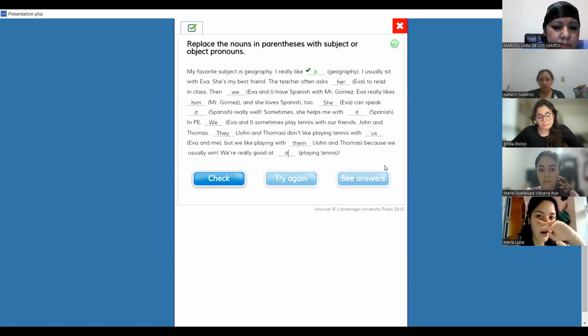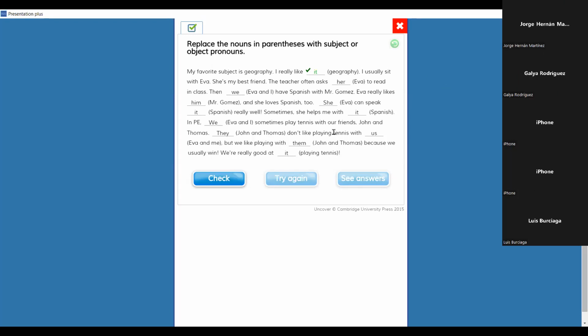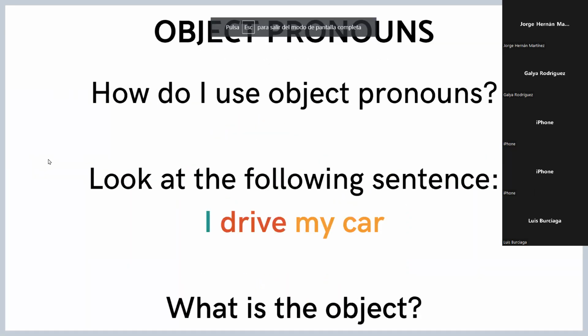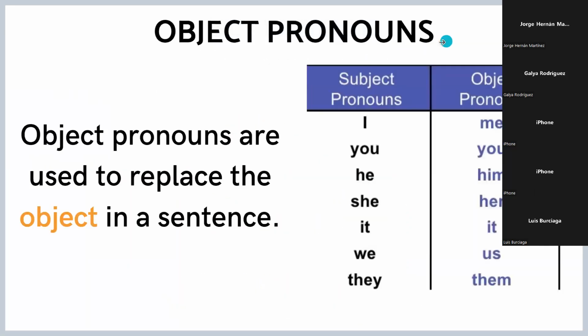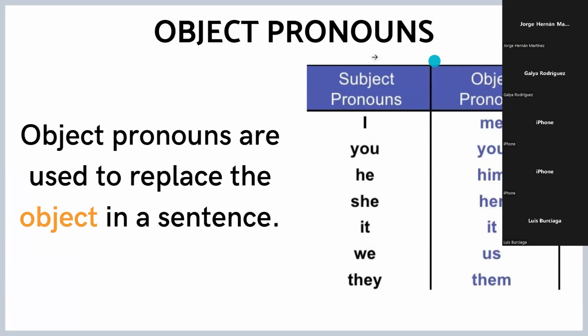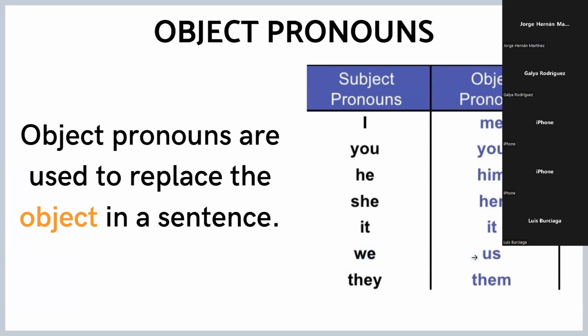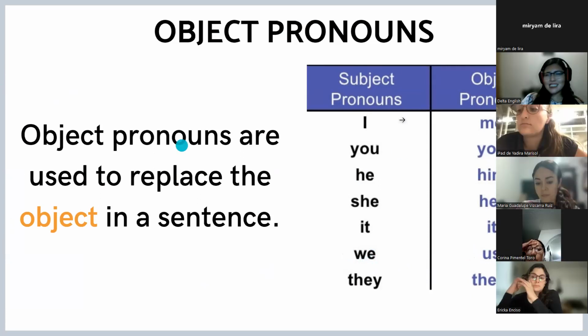So Teacher, as you can see, ¿por qué puso us en tennis with us? Que se me olvidó qué es lo que significa. Okay, so let me go back. Déjame regreso a la presentación. Here it is. So in this case, the sentence said, they don't like playing tennis with Eva and I. ¿Qué es Eva and I? We, nosotros, nosotras, right? ¿Y cuál es el pronombre que corresponde? Us, right? Ya le entendí. Gracias, teacher. Fantastic. You're welcome, Miriam.